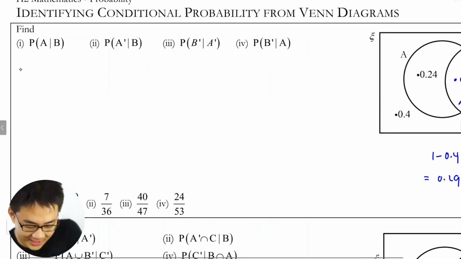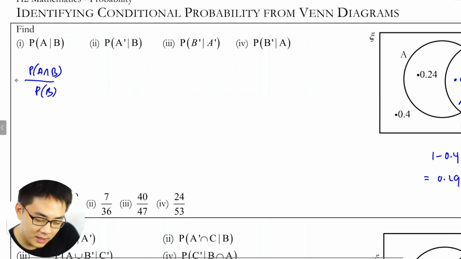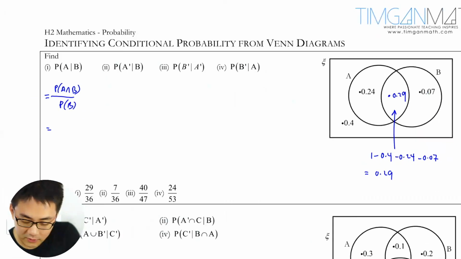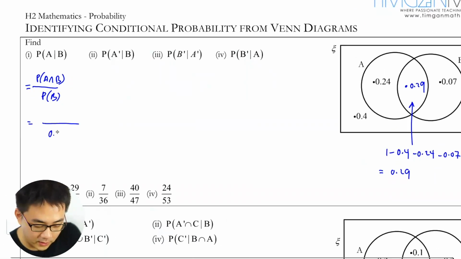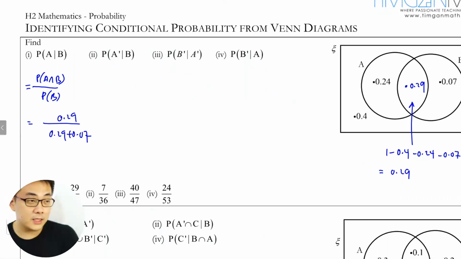Okay, so for this one here, you just use P(A intersect B) over P(B). Just use the formula. Don't need to just read it. So P(B) will be 0.29 plus 0.07, 0.29. Intersect. If you have problem shading, let me know. I can give you the Sec 4 Venn diagram sets. Shading, yeah, just shade.